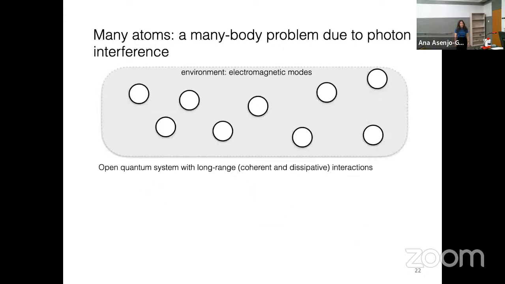So then let's try to understand what happens when we have many atoms. When we have many atoms, the problem is hard. Why? Because we have n 2-level systems, so the Hilbert space goes as 2 to the n. And then in principle, they might be in vacuum, so we have infinite optical modes. So we have a horrible Hilbert space. So what we do is we integrate out the electromagnetic modes, and we end up with an open quantum system that has long-range interactions that are coherent and dissipative.